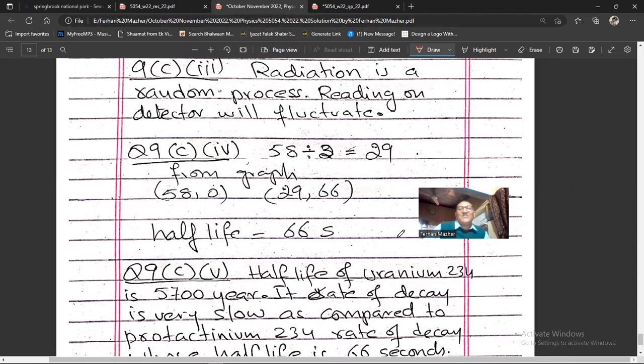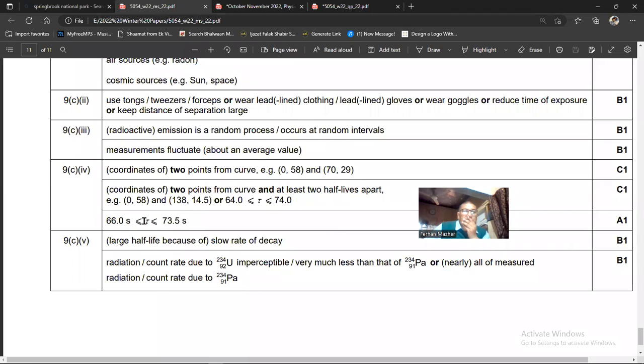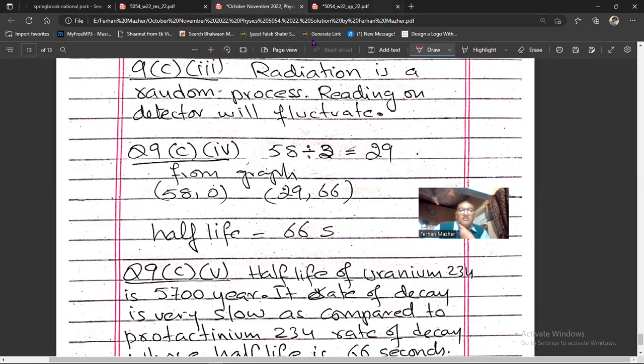So this is 29 at 66. That means it has taken 66 seconds for the count rate to drop from 58 to 29. So the half-life is 66 seconds. Half-life is the time duration in which the sample will become half. So it was 58, it becomes 29, the count rate, I mean.